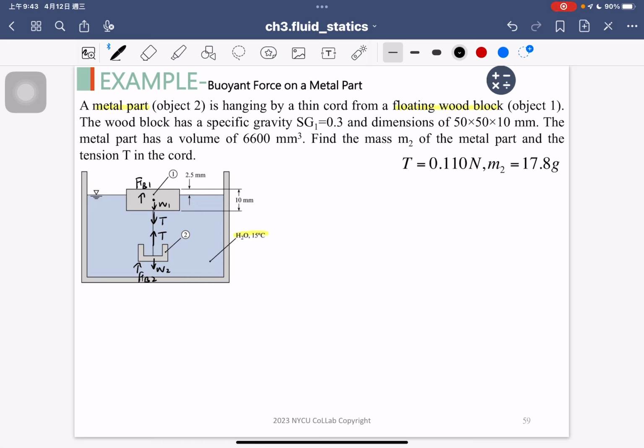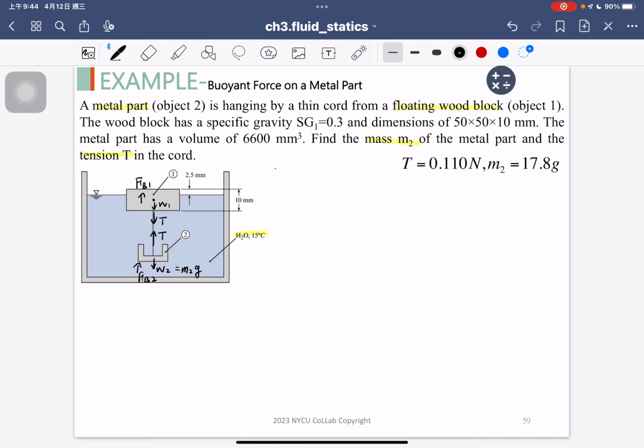Based on the force balance, you should compute how large the tension force is. The tension force T we don't know, and we don't know the mass of the metal. So here we can rewrite W2 as equal to m2 g. We need to answer how large m2 is and how large the tension force T in the cord is. So I write down all the force diagrams.